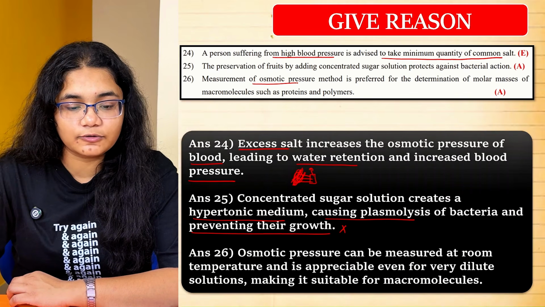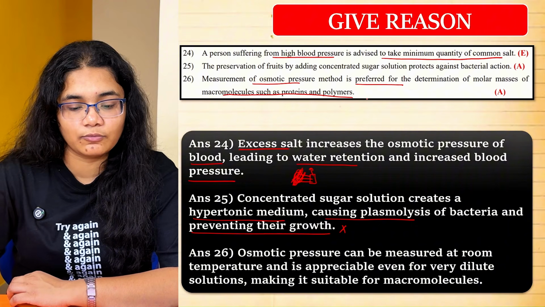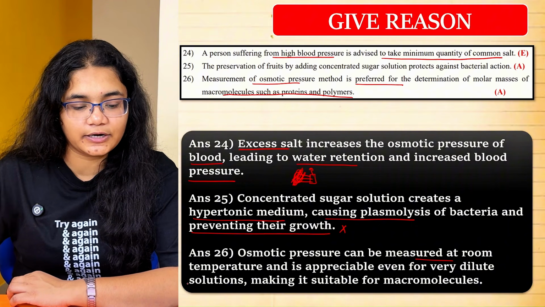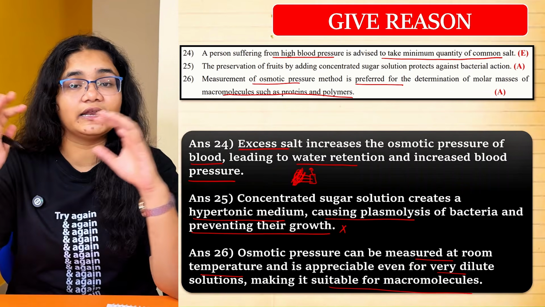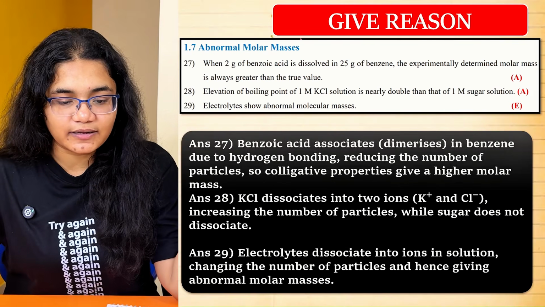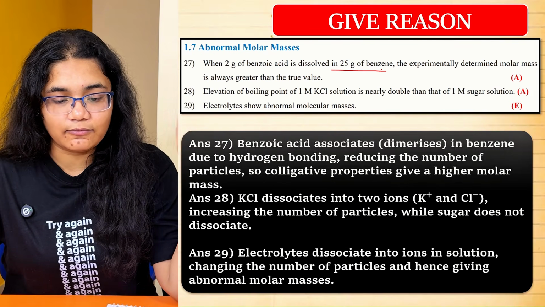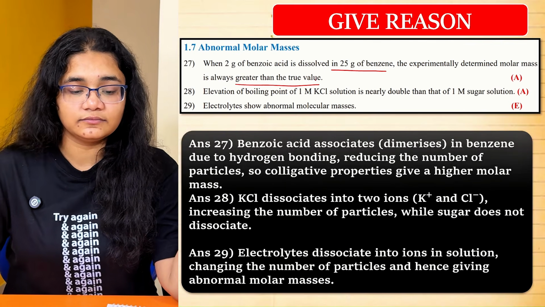Next, measurement of osmotic pressure is the preferred method for determination of molar masses of macromolecules. The reason is it is measured at room temperature, and even for a very dilute solution it can give very large values. Okay, next: when 2 gram of benzoic acid is dissolved in 25 gram of benzene, the experimentally determined molar mass is always greater than the true value.